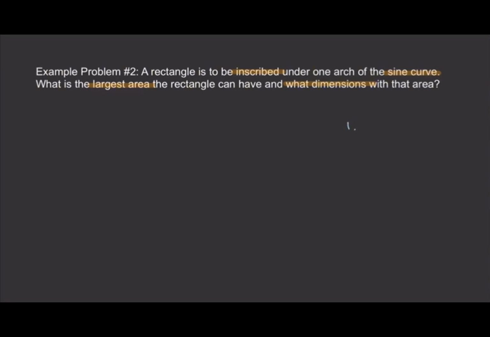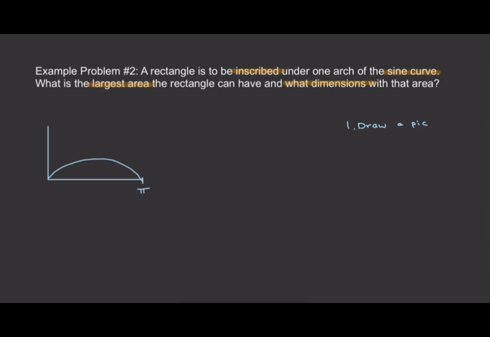According to our strategy, we should draw a diagram of the problem. First, we'll draw one arch of the sine curve. The graph of sine looks like this. In the problem, there's a rectangle inscribed under this arch, which would look something like this. Now that we've drawn a picture, we'll refer to our second step, which tells us to write an equation.